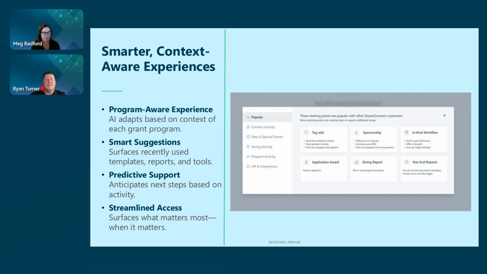So over time, the system can learn from the grant manager how each program is set up and how they use it, and begin to anticipate what users might want to see next, and bring those elements to the forefront as suggestions, only as suggestions, to reduce friction and save time. And again, the goal of this is to create a more intuitive and efficient experience.